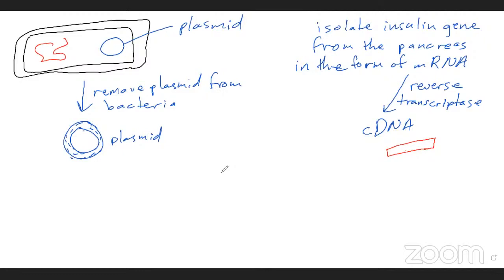Two types of enzymes. The restriction enzyme, which is for cutting, and DNA ligase, which is for joining. So it's like cut and paste. The restriction enzyme is the scissors, and the DNA ligase is the glue. So what we need to do now is cut the plasmid.